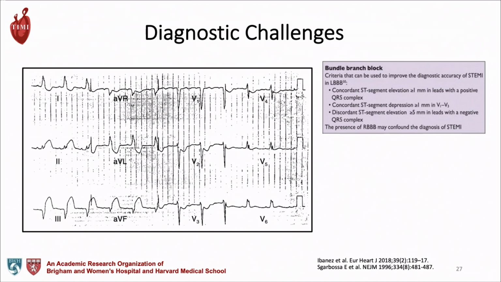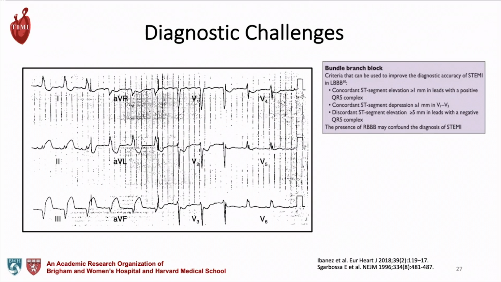This is something you can always look up, but one of the key take-homes is that you're looking for ST segment deviations that are concordant with the direction of the QRS complex, as we see in V2 and V3. Even minimal perturbations of the ST segment that are concordant can be suggestive of ischemia. Or there may be discordant ST elevations that are dramatically discordant, so greater than 5 millimeters of discordance from the QRS complexes, like we see in lead 3 in this example.